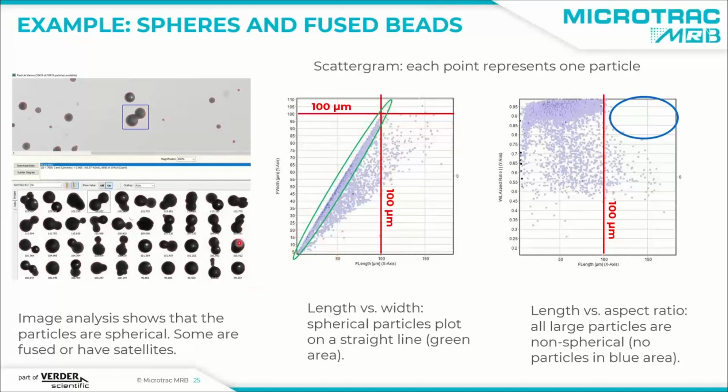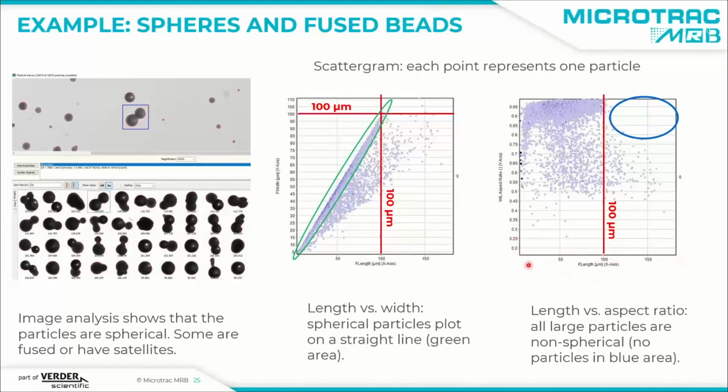So this can be seen here. You can make these scatter plots from the image analysis, and every point here on the scattergram represents one particle that was measured by the camera. You can have different properties here on the X and Y axis. This would be length, this would be width. The round particles plot on a straight line. And here you have particles that are longer than they are thick.